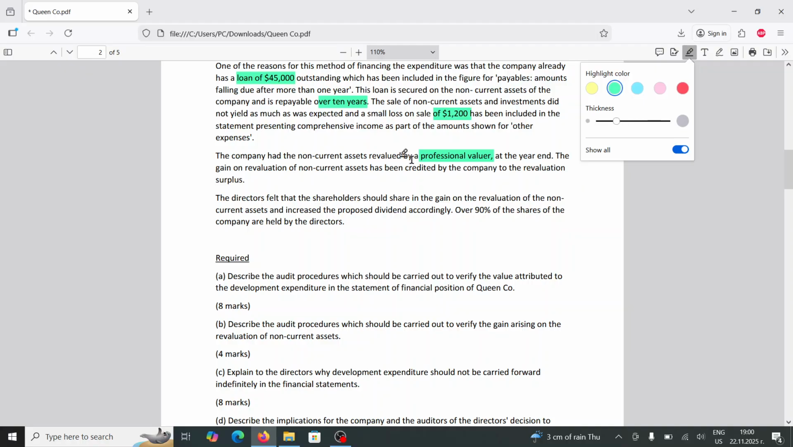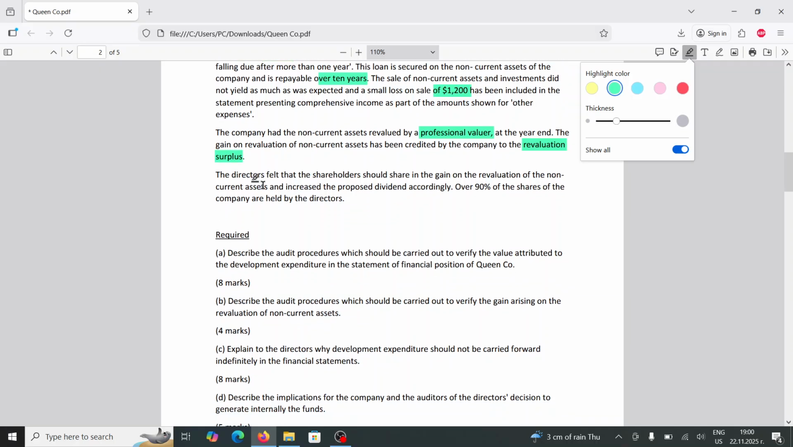The gain on revaluation for non-current assets has been credited by the company to the revaluation surplus. So here you have to know the standard regarding what you're supposed to do with revaluations. The directors felt that the shareholders should share in the gain on the revaluation of the non-current assets and increase the proposed dividend accordingly. So they're increasing the dividend, which means higher costs, and over 90% of the shares of the company are held by the directors.